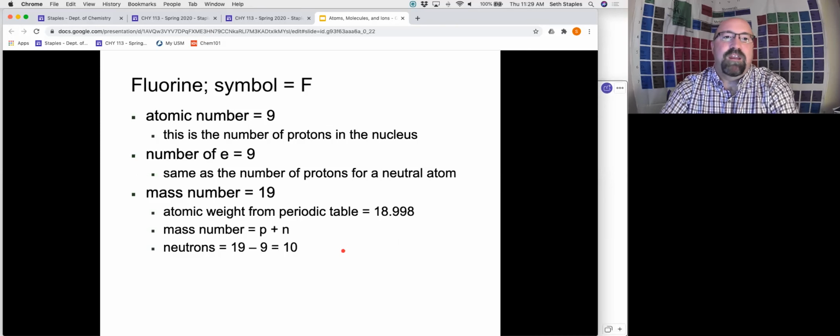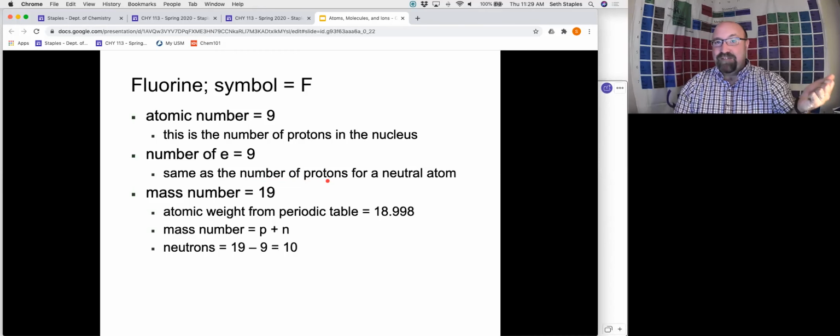Let's just look at another example here. So we have fluorine. Our atomic symbol is F for fluorine. We look on the periodic table. We see that the atomic number of fluorine is 9. That means there are 9 protons in a fluorine nucleus. That means that our number of electrons is also going to be 9. Because when we're talking about a neutral atom, we have the same number of protons as we do electrons.